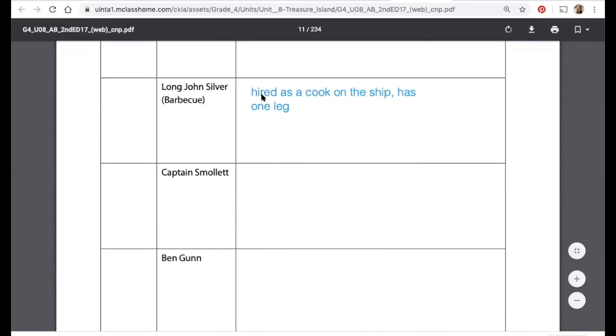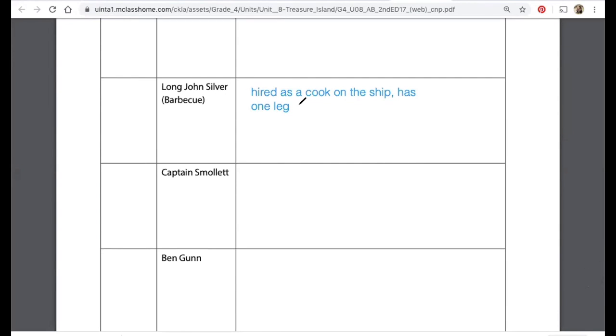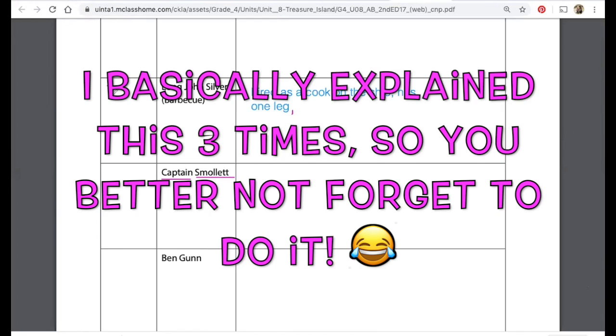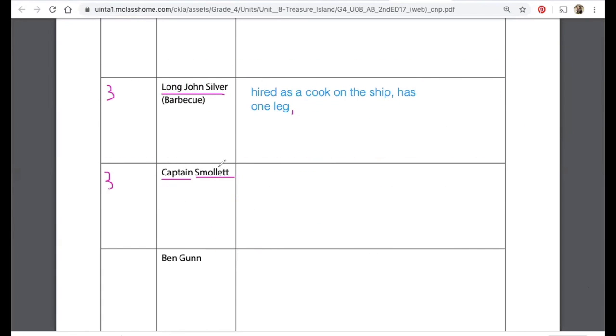This is what we had last time. We wrote down that he was hired as a cook on the ship and has 1 leg. Your assignment today is to add more. So grab your pencil. What more did you learn? If you don't know, go back to the chapter and write down what you learned about Long John Silver today. There should be a few things that you can add to this little box. Is there anything that you learned about Captain Smollett? Remember, this is in chapter 3 of what we just read. What else did you learn about Long John Silver and Captain Smollett? Add that in. That is your assignment for today.